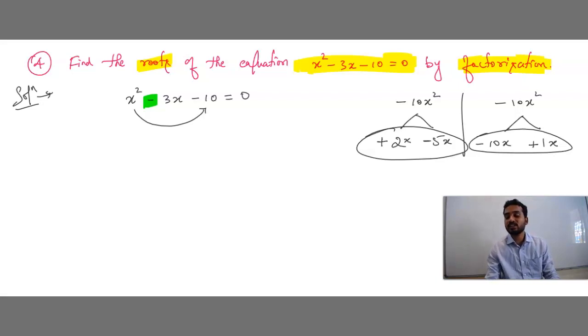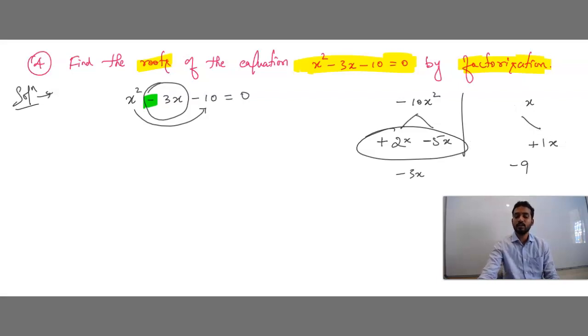What is minus 10 plus 1? See here, 2 minus 5 is minus 3x. If we add, we are getting minus 3x. Here if you add minus 10 plus 1, we get minus 9. So what is the middle term here? Can you see what the middle term says? Minus 3x we want. So from which we get minus 3x? From step 1. So we have to erase this part.